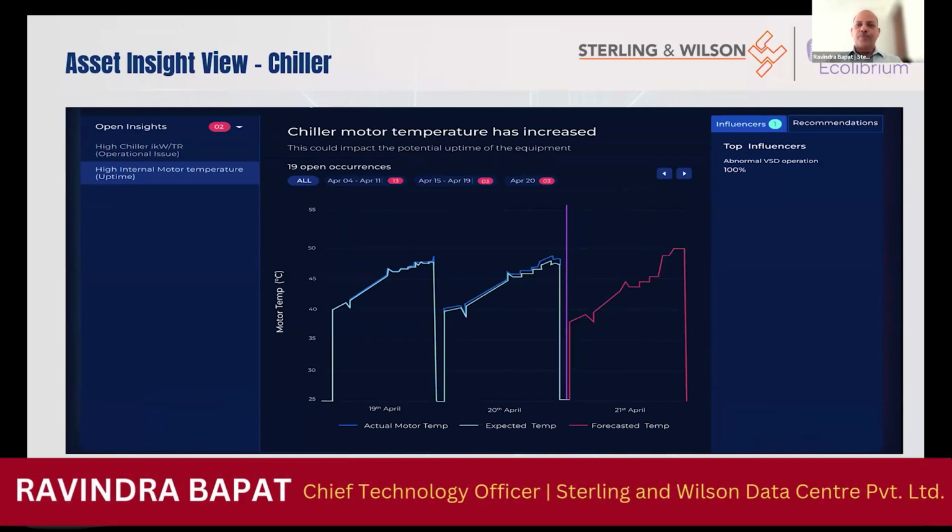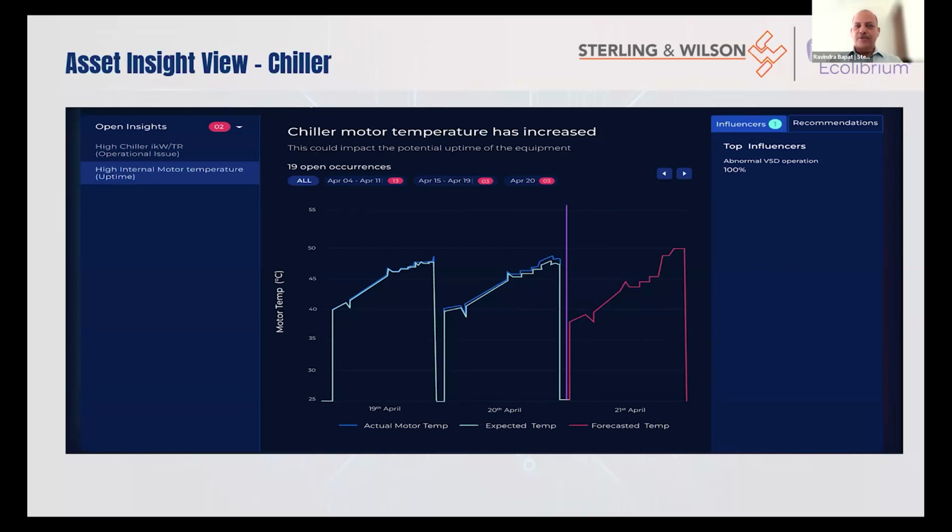And if we are able to predict it using AI, which is what we are bringing to the table, it is actually telling you that probably your chiller motor temperature is going to go up in the next few days, and you need to take an action. So before there is a failure, it is warning you in advance, and it is giving you a corrective action on what needs to be done.